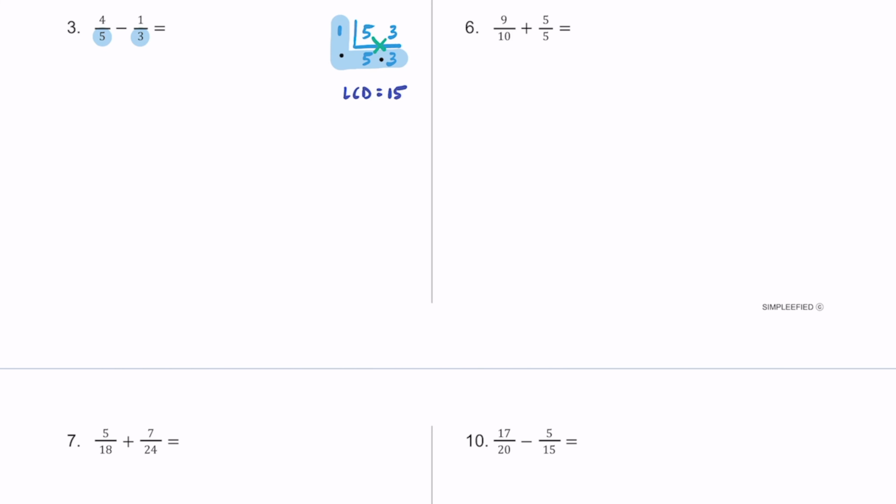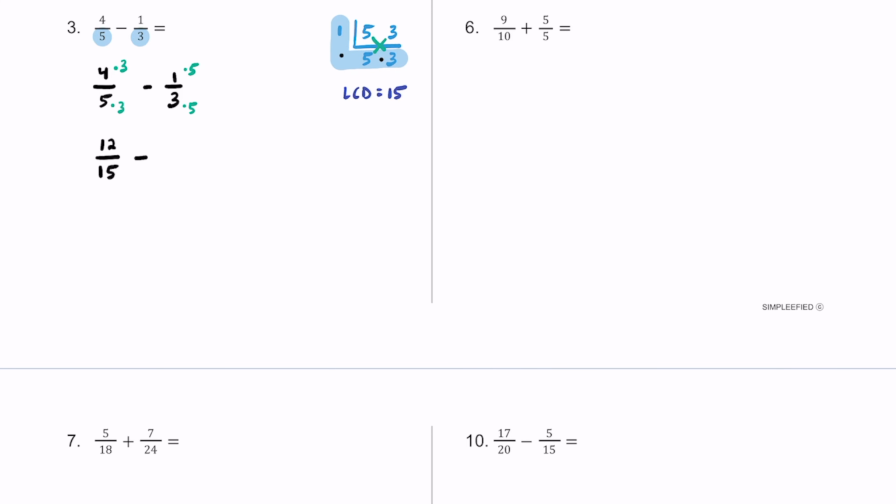All right, so just like 1 and 2, let's see if this is getting a little bit more familiar now that we've practiced it a couple times. So we need 5 and 3 to meet at 15. The third multiple of 5 is 15, so we're going to do times 3, times 3. And the fifth multiple of 3 is 15, so times 5, times 5. 4 times 3 is going to be 12. 5 times 3 is 15.